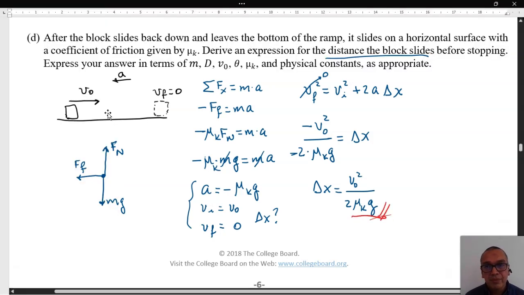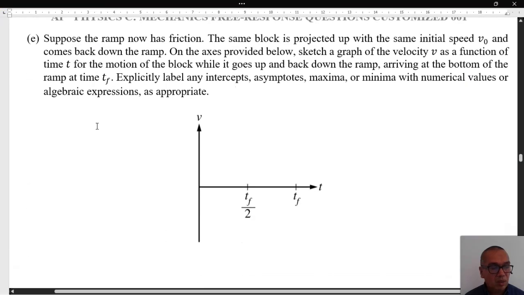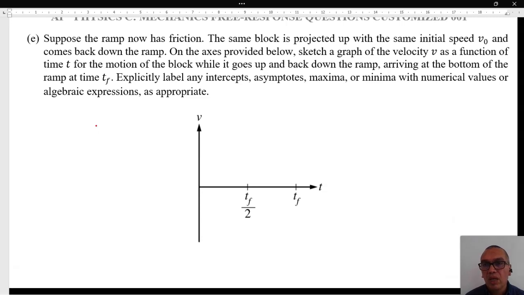The final question here is about a what-if situation. What if in this situation there is actually friction up the ramp? Suppose the ramp now has friction. The same block is projected up with the same initial speed v0 and comes back down the ramp.